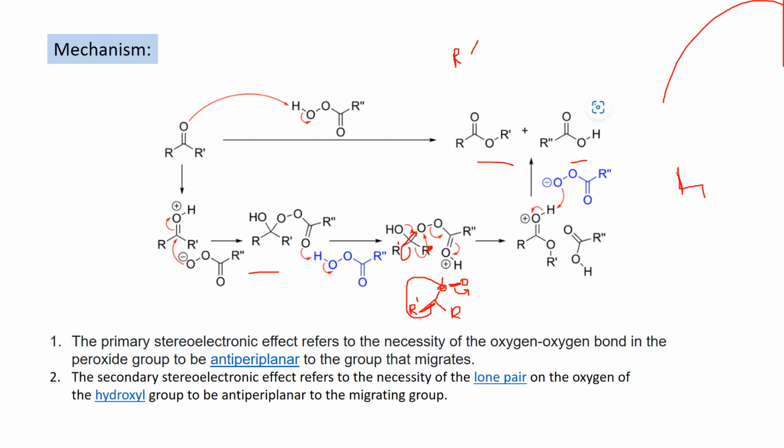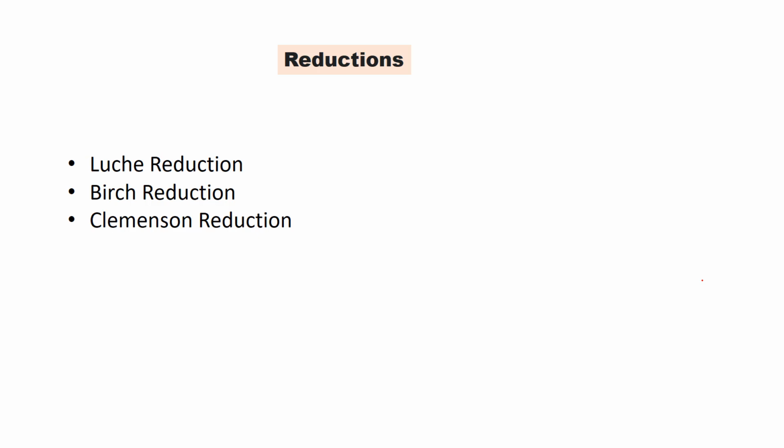If two bonds are opposite to each other with respect to another bond, there should be one bond in between the two bonds. This is called anti-periplanar arrangement. So next we will discuss some examples of reductions.